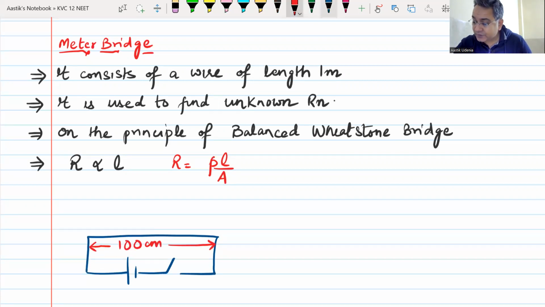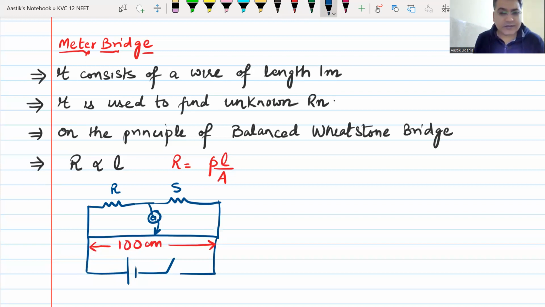Then you will have two resistors. One will be a known resistor, let us say R, and one will be an unknown resistance, let us say S, and then you will have a galvanometer. What is a galvanometer? A galvanometer is a device that can measure very small currents. And then you have a jockey. Jockey is nothing but a stick.